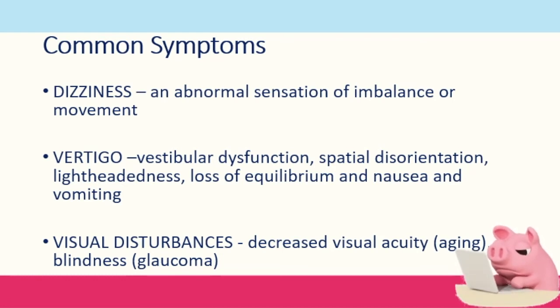Now, on the visual disturbances, there is decreased visual acuity related to aging. Other than that, blindness is very common also. Class, blindness is usually caused by glaucoma. If not glaucoma, you have diabetic retinopathy as one of the major causes of blindness among your older adults.